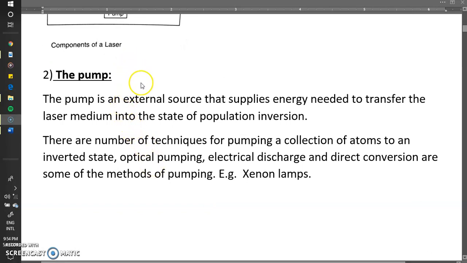The pump is an external source that supplies energy which is needed to transfer the laser medium into the state of population inversion. There are a number of techniques of pumping a collection of atoms to the inverted state, that is population inversion. For example, optical pumping, electrical discharge, and direct conversion, that is from electrical to optical. Example, xenon lamps.